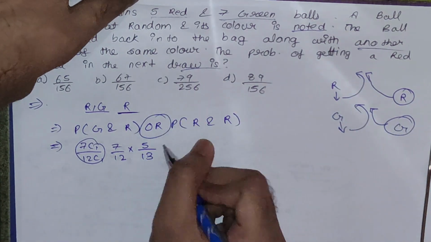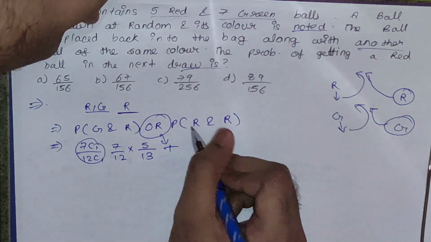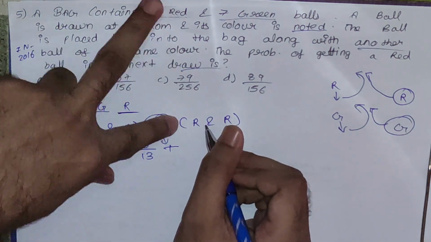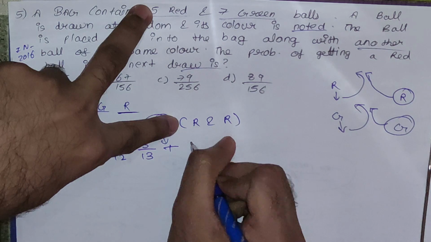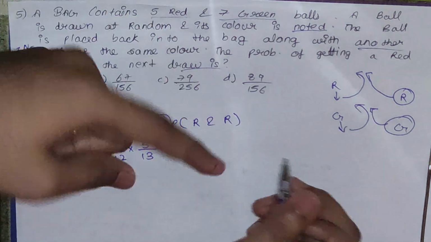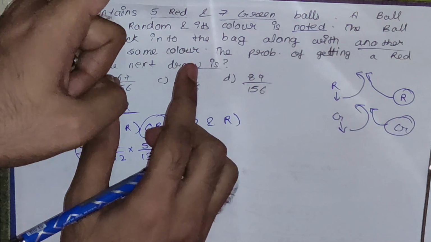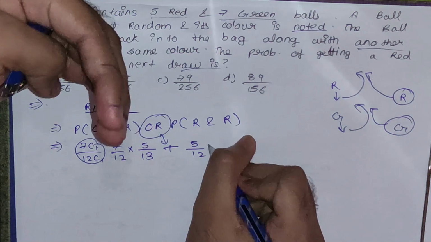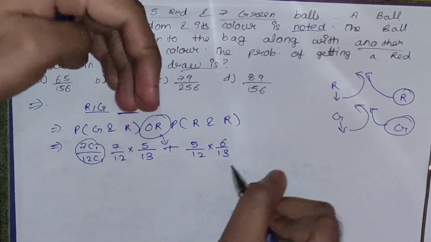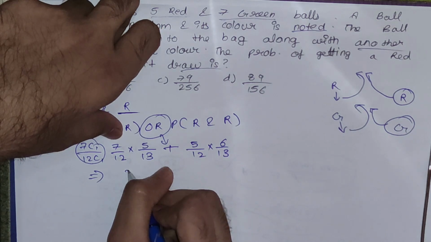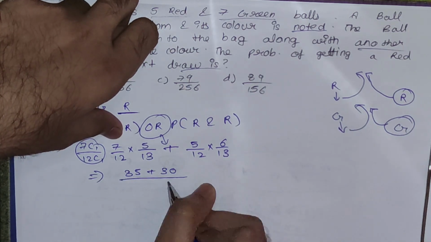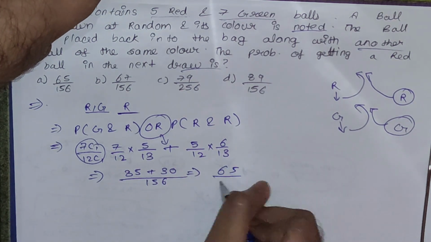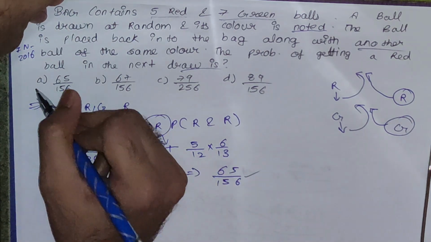Now we have OR, so for OR we are going to have plus. The second case is probability of red and red. For the probability of red, basically 5c1 upon 12c1, so it will be 5 upon 12. We have noted its color and placed one more red ball into the bag, so we will have 6 red balls now, and the total number of balls will be 13. So it is multiplied by 6 upon 13. If we add up, we get 7 into 5 is 35 plus 5 into 6 is 30, over 12 into 13, which is 156. So we will have 65 upon 156. So you can see the answer will be option A.